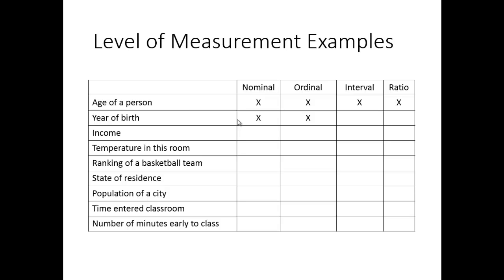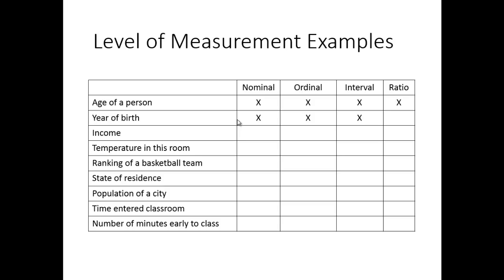Interval means we can subtract. So if you had somebody born in 1946, somebody born in 1949, I don't really need to even figure out how old these people are, but I could do 1949 minus 1946. That could be a difference of 3. That means the person born in 1946 is 3 years older than the person born in 1949, and that 3 years has some meaning. So year of birth would be interval.